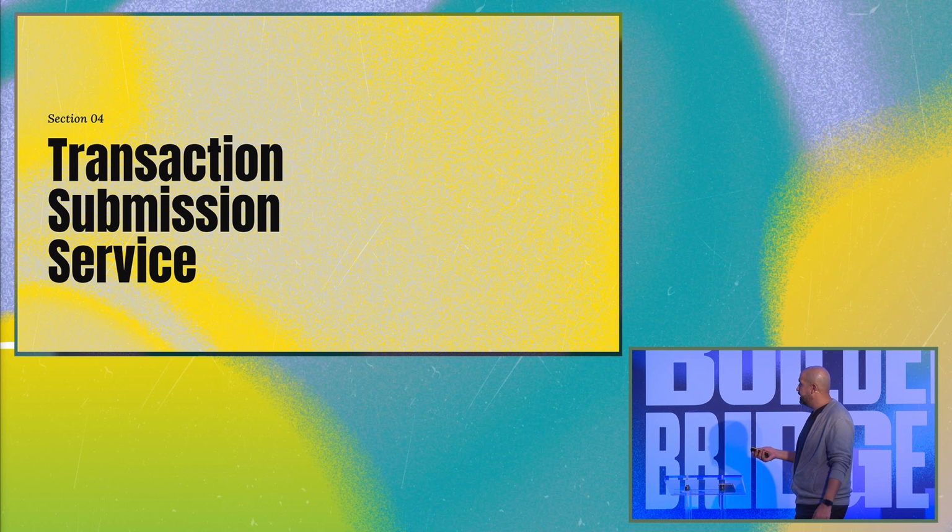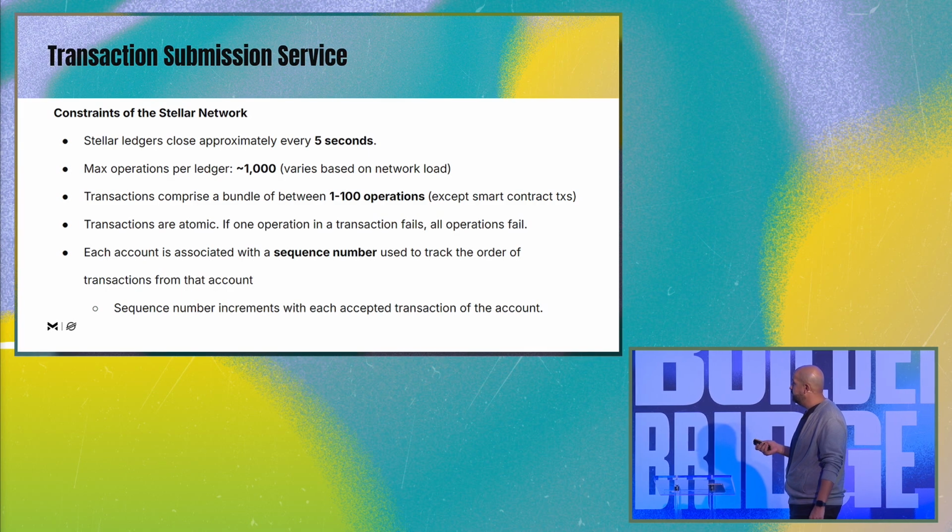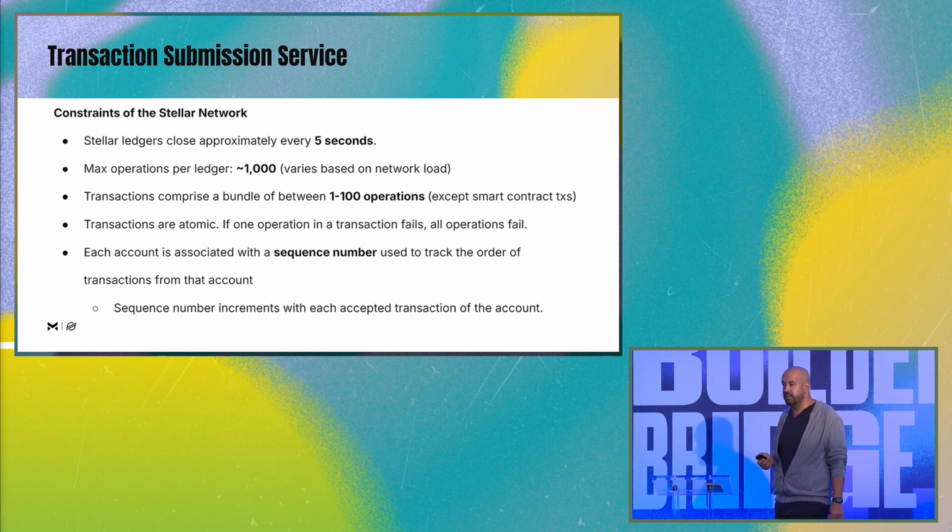The last part is this: we started with bulk payments, SDP, and now we're diving into the TSS, which is responsible for submitting transactions. Before that, I'm going to talk a little bit about the constraints of the Stellar network, the reality of where we're operating, which explains the choices that we made. You see a lot of journalistic lingo here, like varies based on network load and except smart contract, but it's just so that I don't get in trouble with the core team.